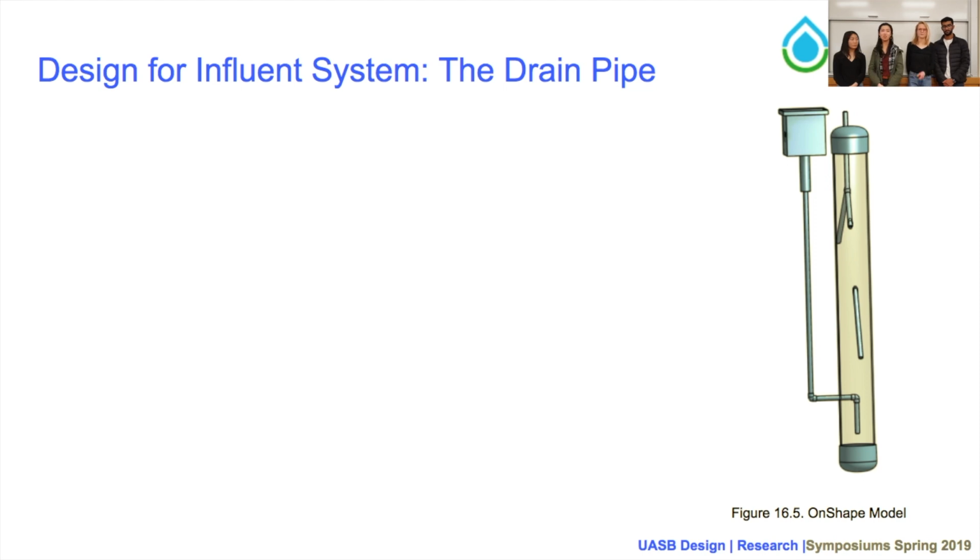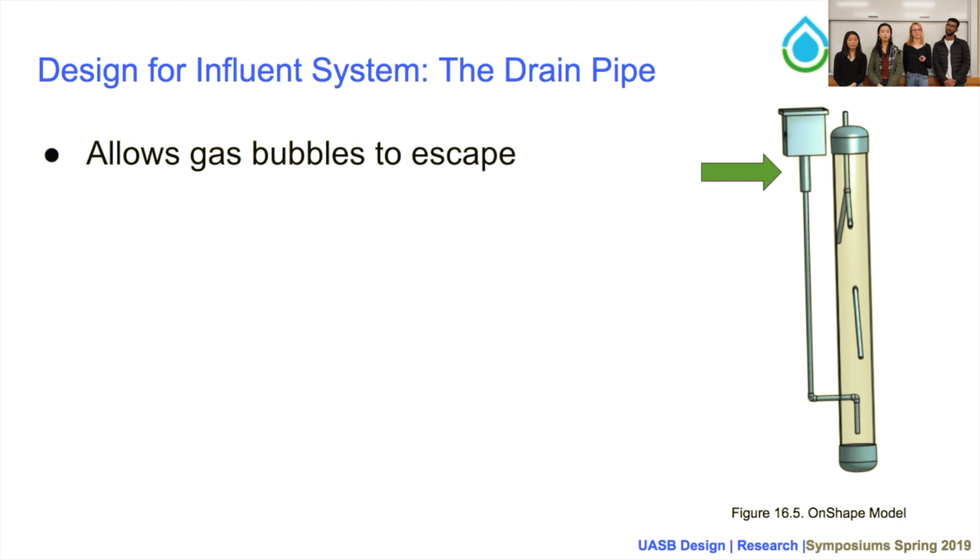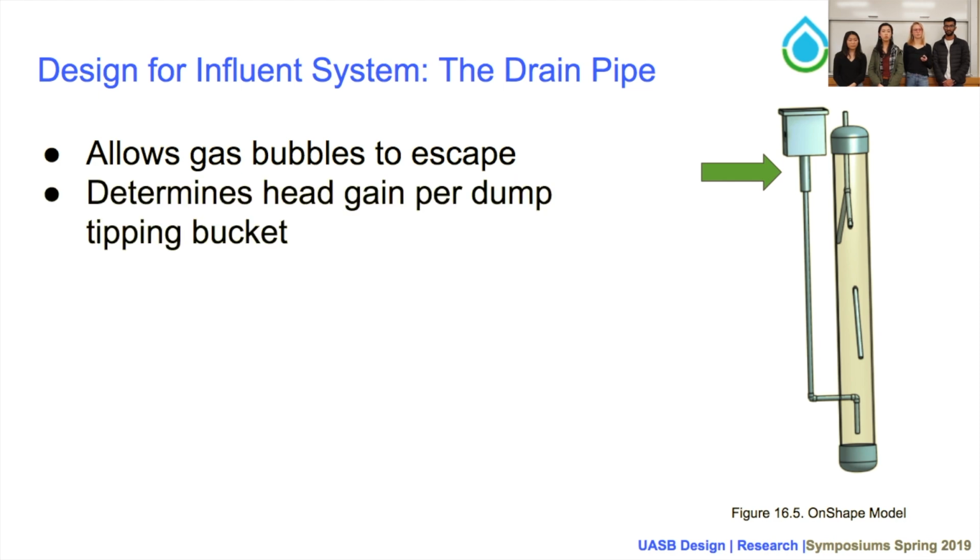Okay, so from the tipping bucket system, the wastewater will enter a drain pipe, which is indicated by that green arrow there. And so the purpose of the drain pipe is to first slow down the influent wastewater so that gas bubbles inside of the wastewater can escape. The drain pipe is also important because it determines the head gain per dump of the tipping bucket.